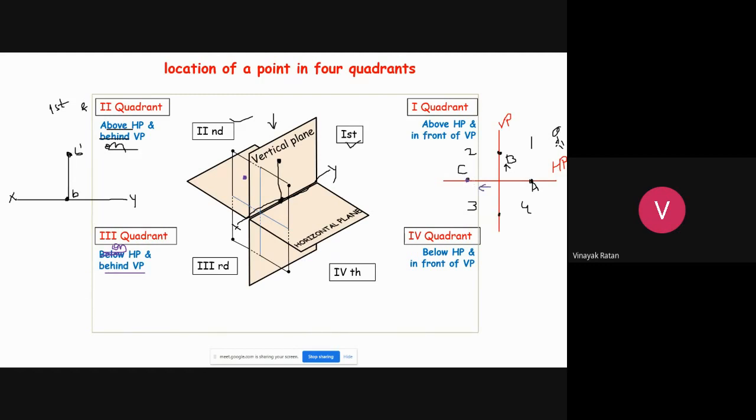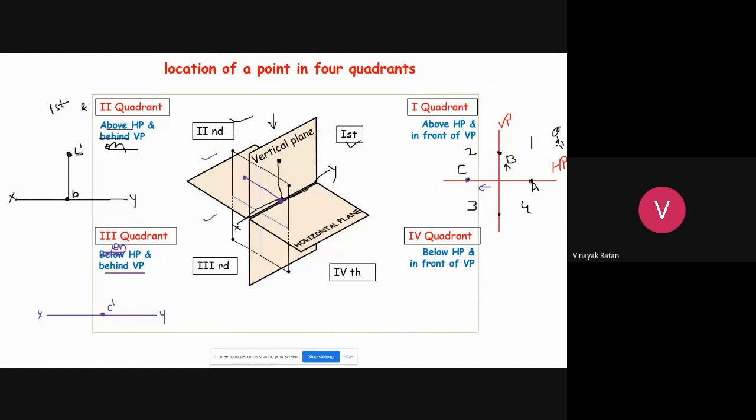So if it is on horizontal plane and behind vertical plane, a point lies in second as well as third quadrant. Let me draw the front projection of it. First, draw the reference line X and Y. So where is the front view? Will it exactly fall on XY line? It will fall on XY line. So let me denote it by C dash.